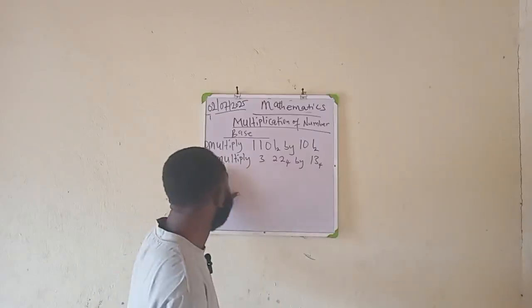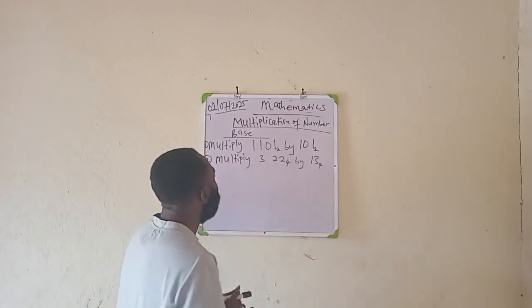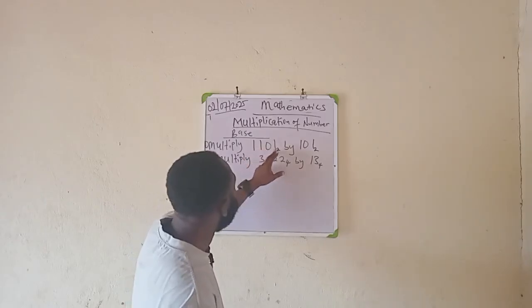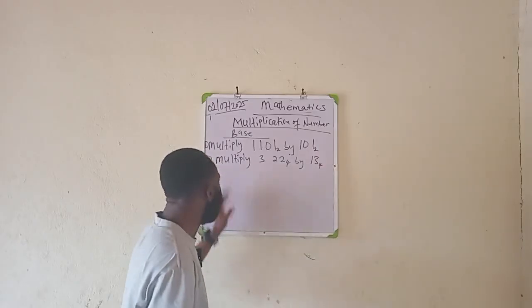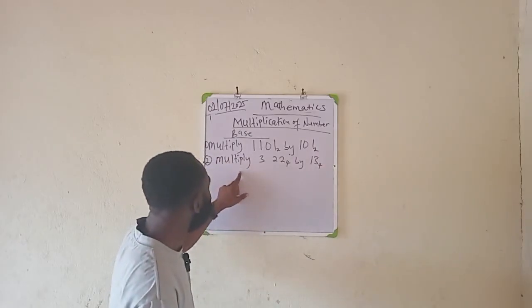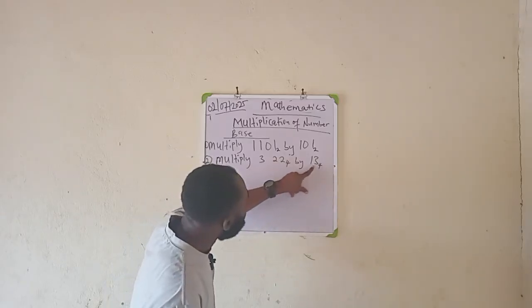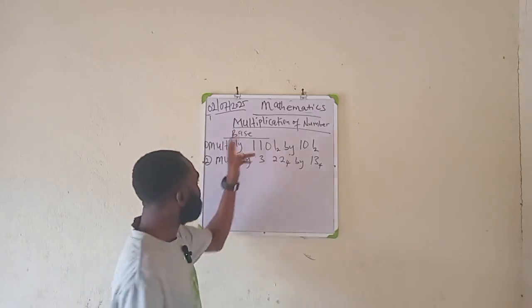So we have two questions here to handle a multiplication of number bases. The first question is to multiply 1101 base 2 by 101 base 2. The second question is to multiply 322 base 4 by 13 base 4. We will first start with the first question.